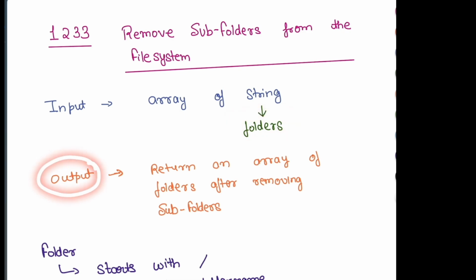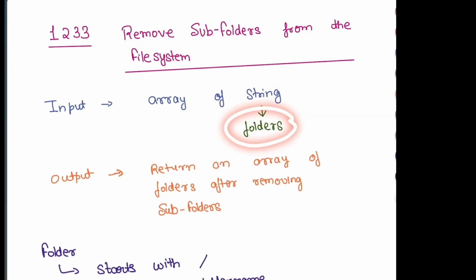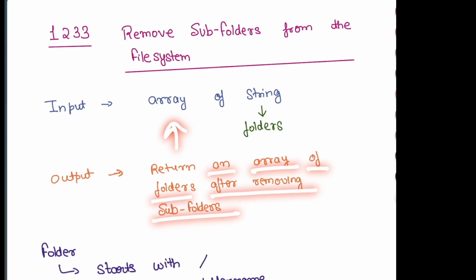The output we need to give in the problem is we need to return an array of folders after removing subfolders. So basically the strings which are given as an input are nothing but folders, right? Out of all the folders we have in the array, there are some subfolders as well. We just need to remove those subfolders from our array, and then return our array. We don't want any subfolders, right?